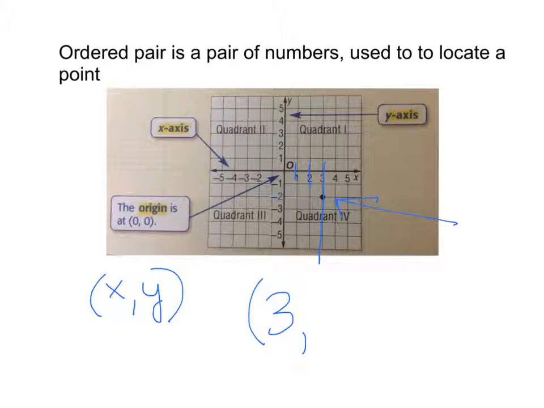And then we need to figure out where it lines up with the y value. So it lines up with the -2. So my ordered pair for this point would be 3, -2.